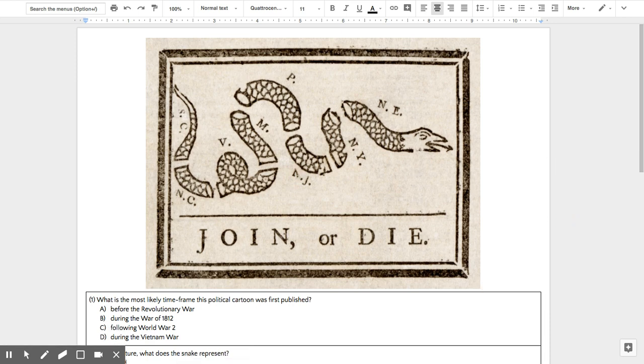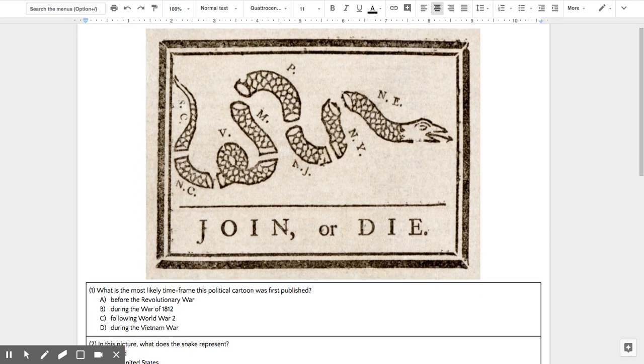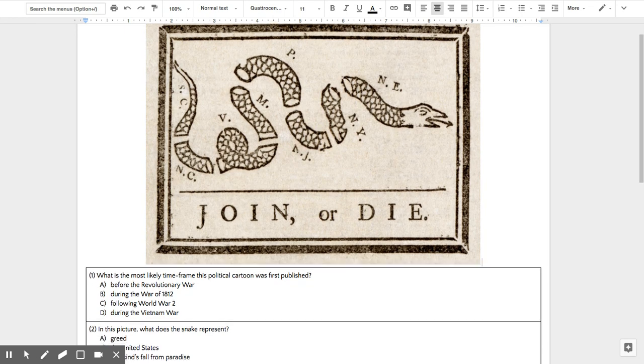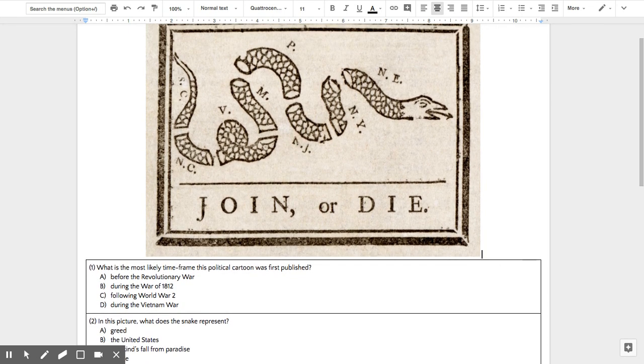All right, so let's take a look at this political cartoon. There isn't a whole lot to go on here, but there are some clues that you can piece out if you use your critical thinking. So before we really get into it, let's just look at what the questions are. What is the most likely time frame this political cartoon was first published?